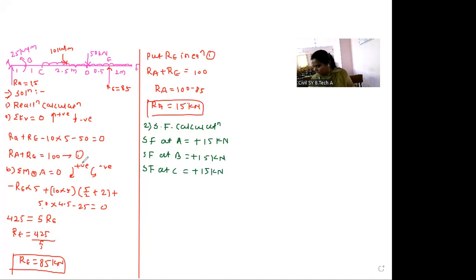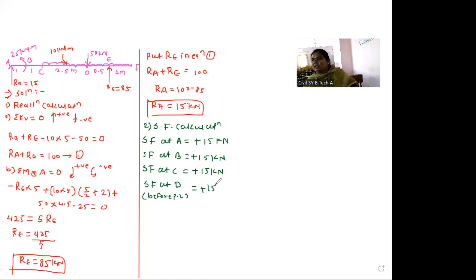Now we will calculate shear force at D point. Shear force at D but before point load. So up to this C point shear force is plus 15.